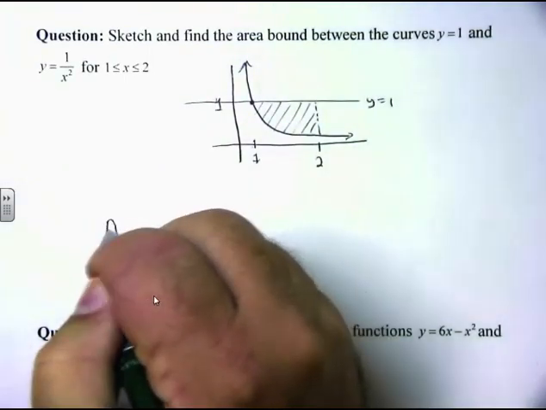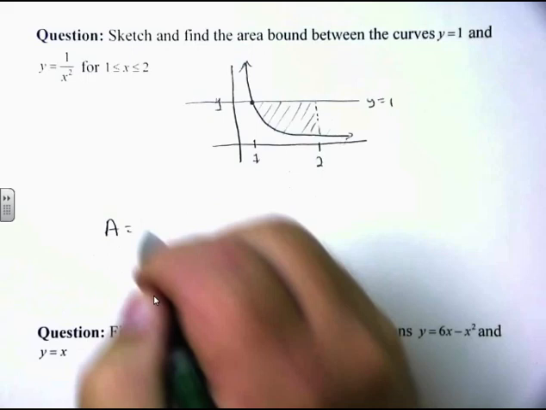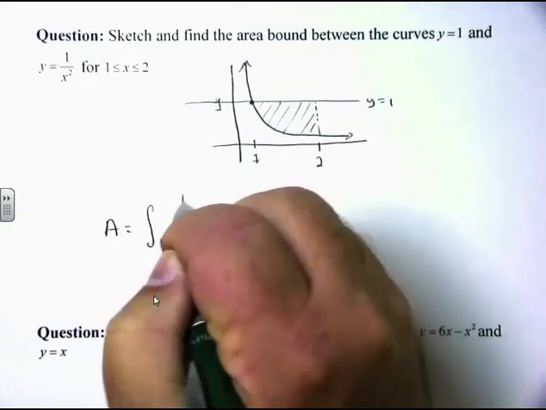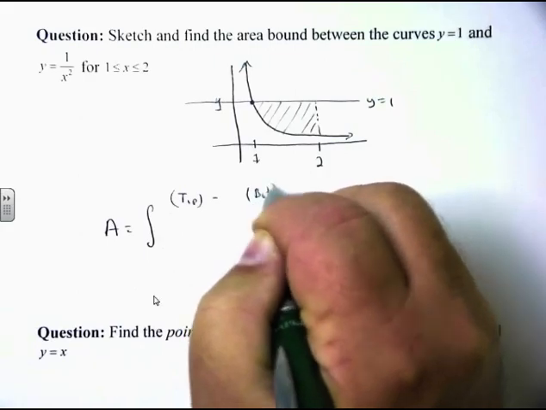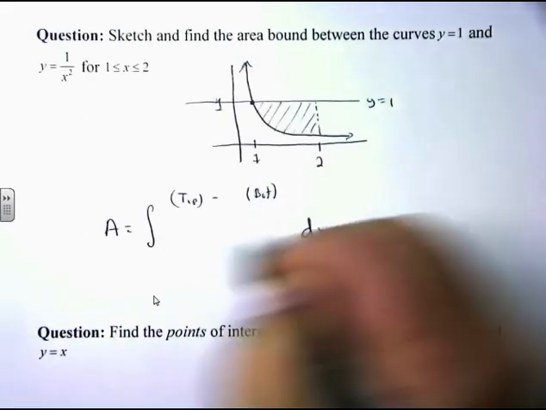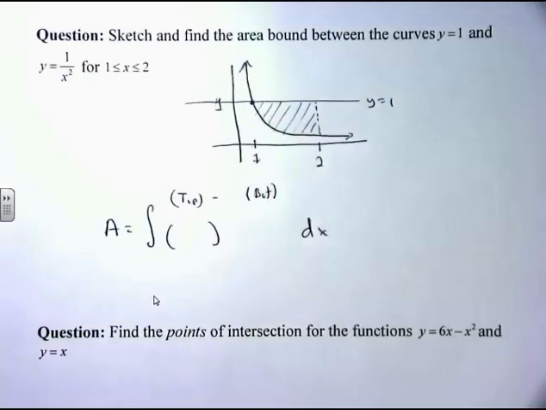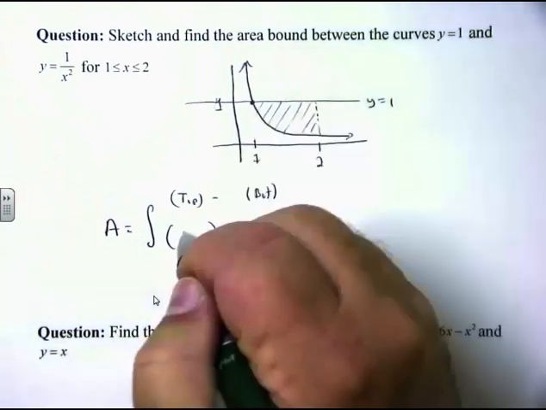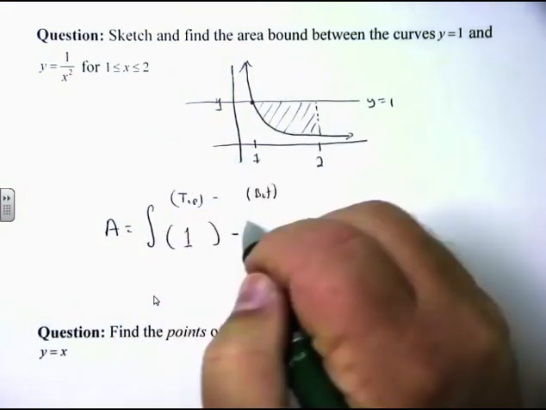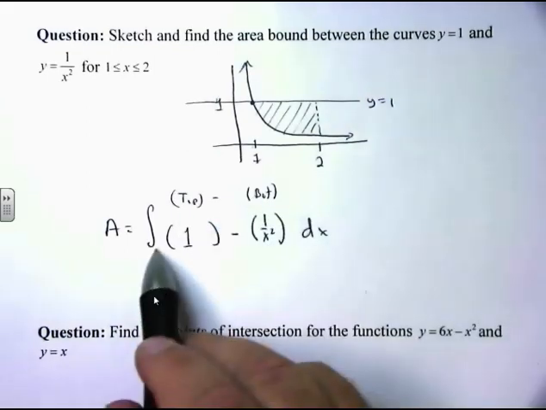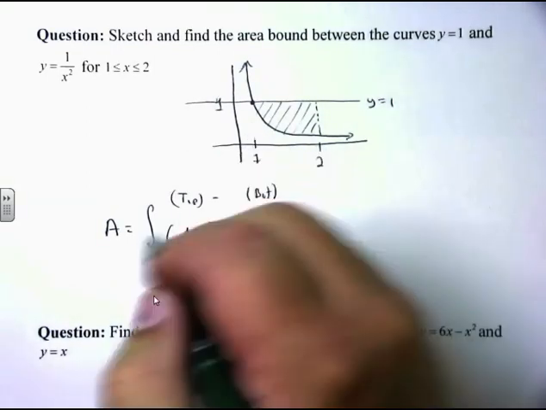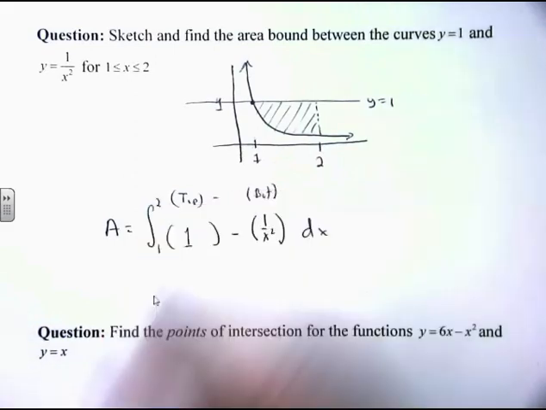So area, and I have a distinct top and bottom, so I'm going to integrate top function minus bottom function. This will be a dx because my functions are in terms of x. Anytime I do top and bottom, I'll do dx. If I do right, left, I'll do dy. So the top function is y equals 1 minus the bottom function, 1 over x squared. Top minus bottom. But you got to put your bounds in there. My bounds are given to me, between 1 and 2.